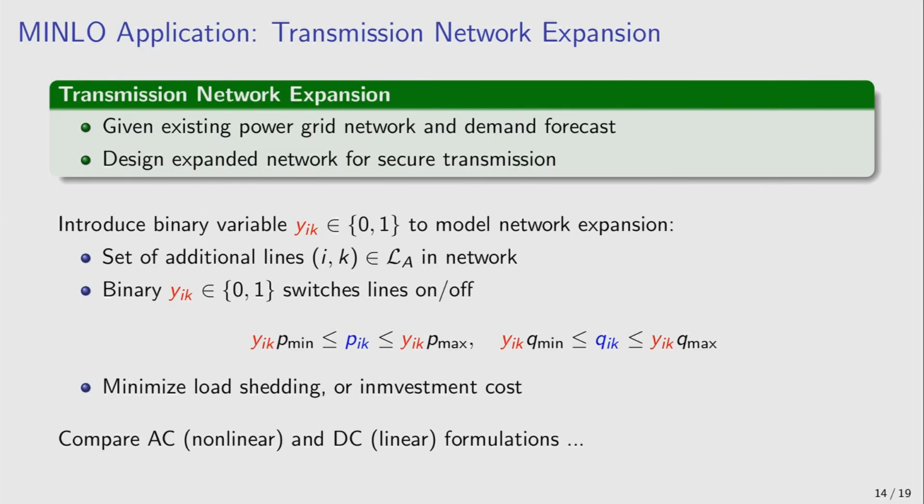And the question then is, where do you put these additional lines? So we are going to introduce binary variables now, yik, to model this network expansion. So for all the existing nodes in my network, the yik is going to be set to 1, because I'm not going to destroy my network to build a new one. And there's a set of additional lines in the network. And then on those, I do my old trick. So I have my line flows, the piks and qiks, which are these complex expressions. And if I don't build a line, then these line flows are going to be 0. And if I build a line, then they're allowed to be between their usual lower and upper bounds.